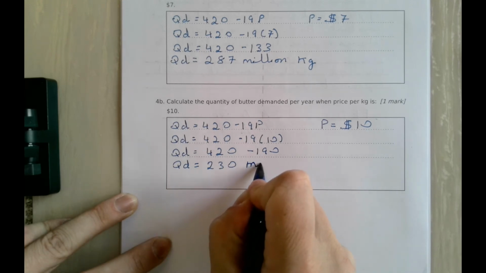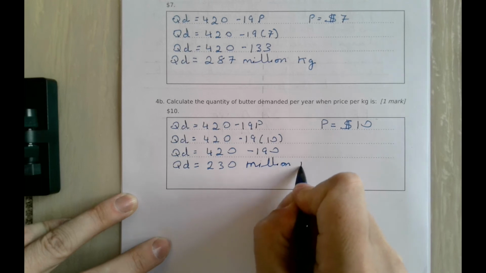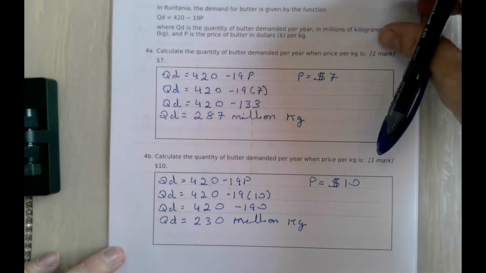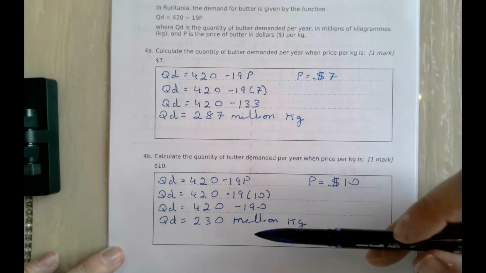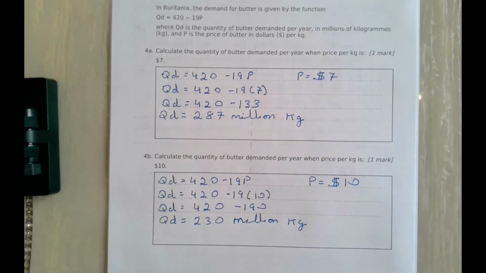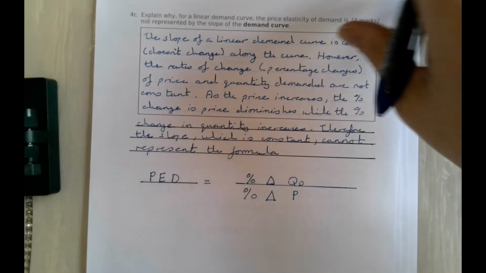million kilograms. Now, what I want you to see here is that at a higher price, quantity demanded is lower. That's the law of demand. I really hope that makes sense to you. I would hope that there shouldn't be any difficulty in that question.